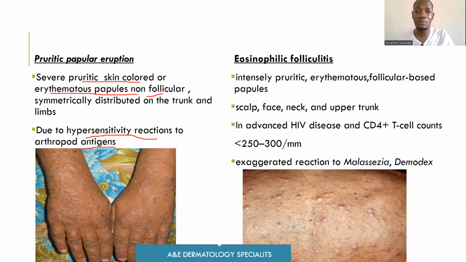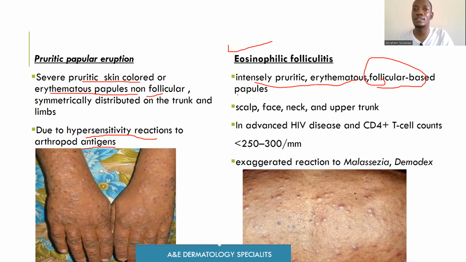Then this one has to be distinguished from eosinophilic folliculitis, because this one also occurs on the trunk and limbs as well. But eosinophilic folliculitis is also intensely pruritic. You have erythematous, somewhat round, follicular-based papules. This one is inhabiting the papules are inhabiting the hair follicles.